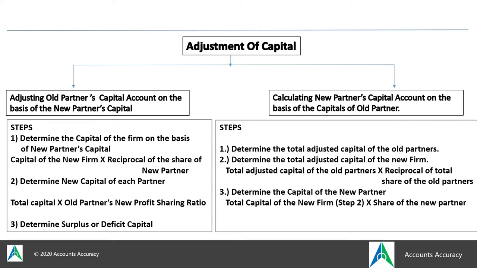For that, you need to know that adjustment of capital can be done in two ways. One, when the new partner's capital account is adjusted keeping the old partners' capital account as base, and another one, the adjustment of old partners' capital account keeping the new partner's capital as base. For that, you need to follow these steps. Let's discuss the first case here.